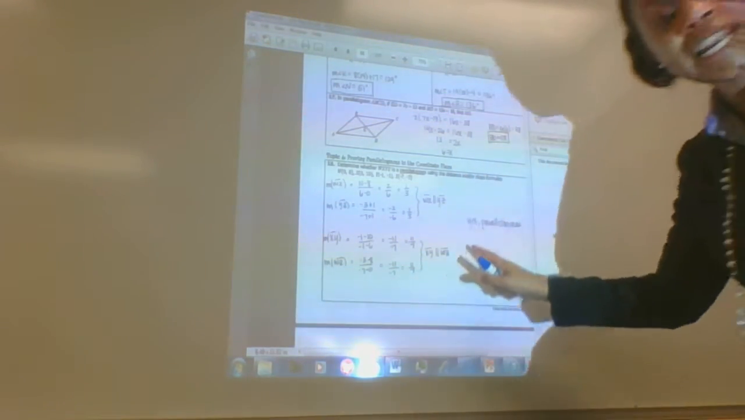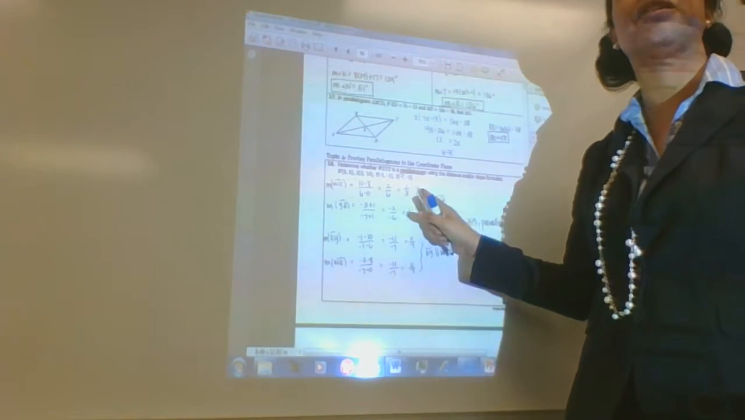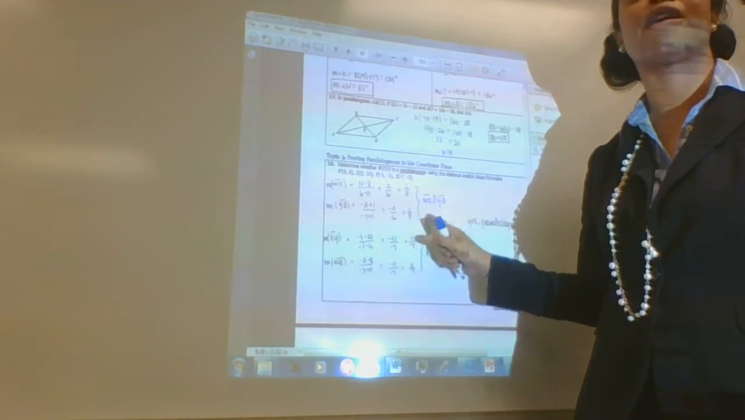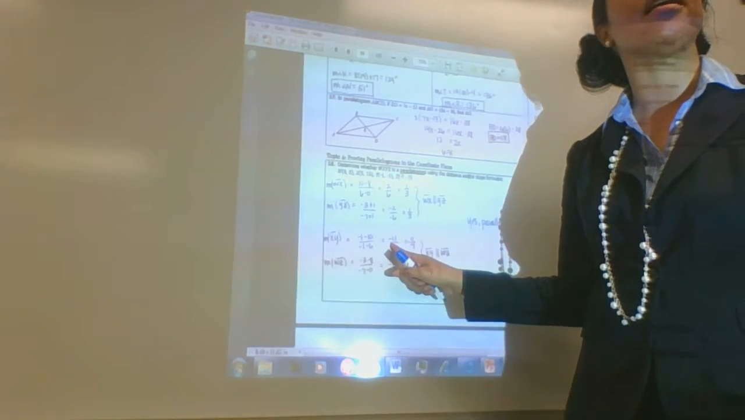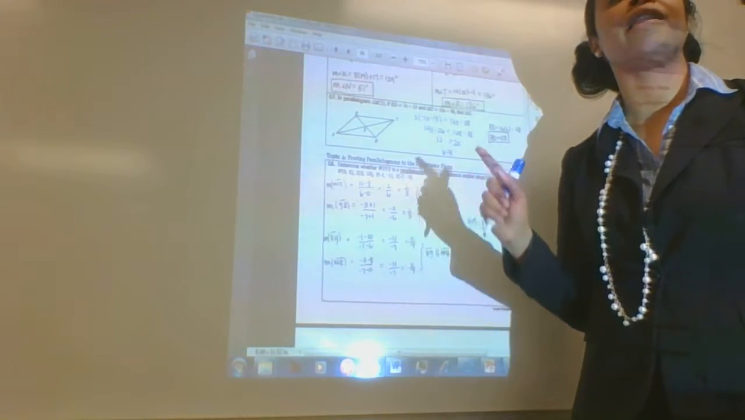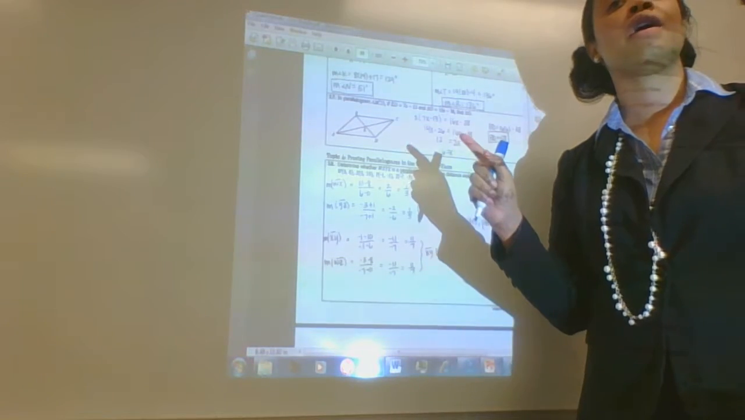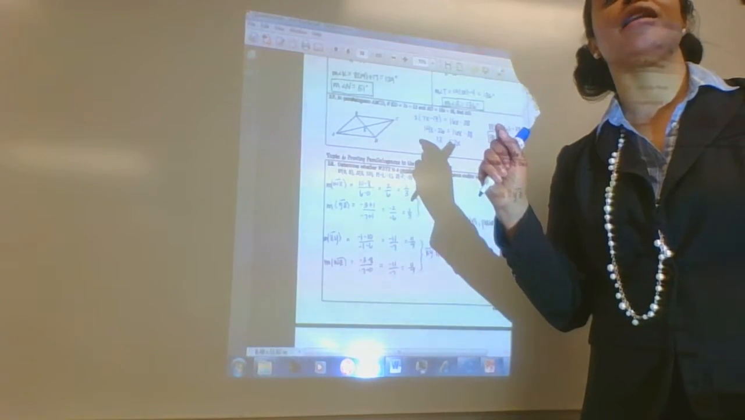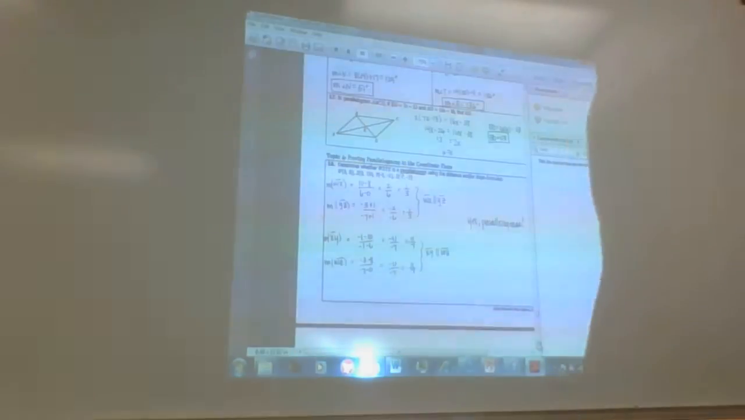Here, what I did is I used the fact that opposite sides are parallel to one another. Okay, you also could have used what? That the opposite sides are what? Congruent, or you could find that two sides are parallel and congruent for a parallelogram. Okay.